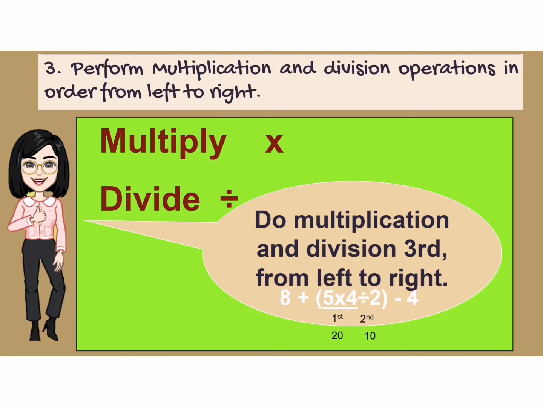So, 5 times 4 is equal to... Good job! The answer is 20. So now, we can divide 20 by 2 to solve the answer in the parentheses. So, 20 divided by 2 is equal to 10. Finally, we were able to solve multiplication and division operations in its proper order.